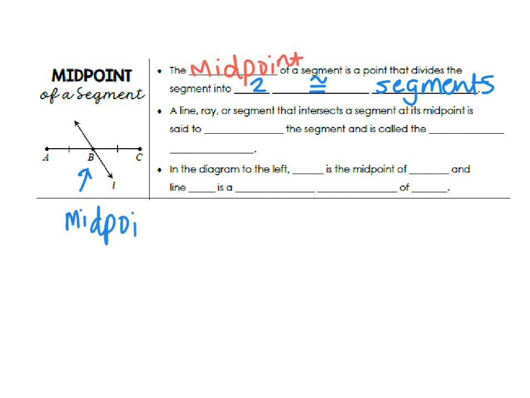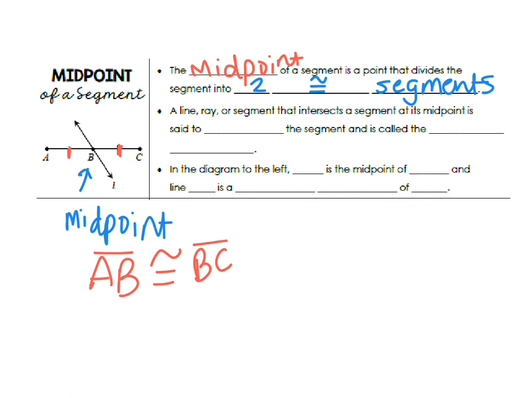and it would cut the segment AC into two congruent pieces, and that's what these little dashes here mean. That means that AB is equal or congruent to BC, that those pieces are exactly the same length. Okay?